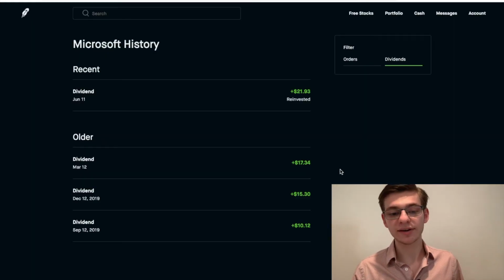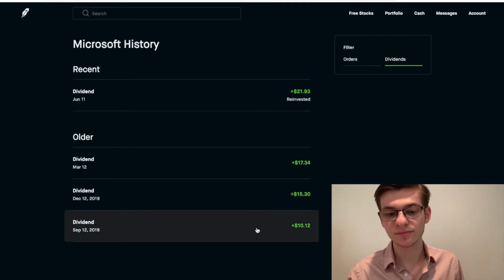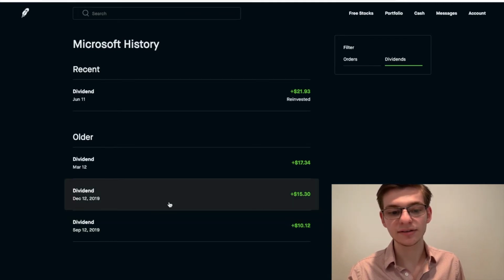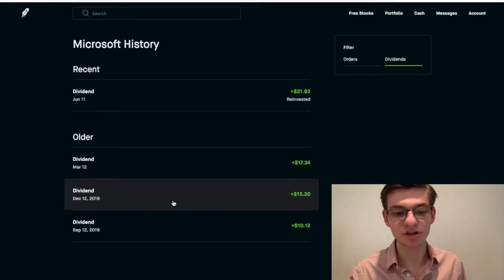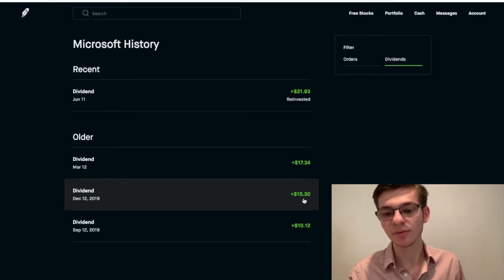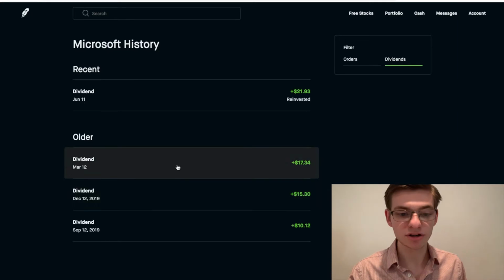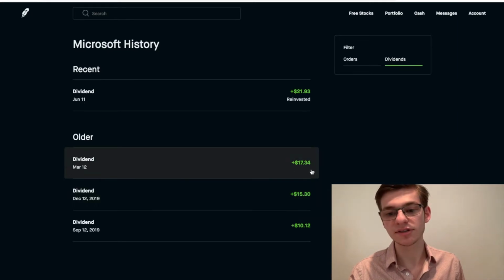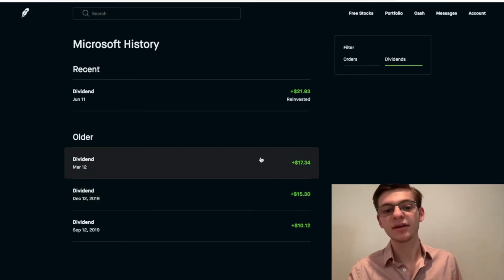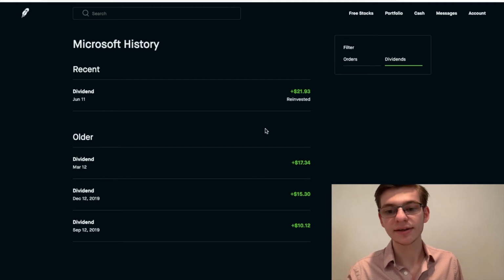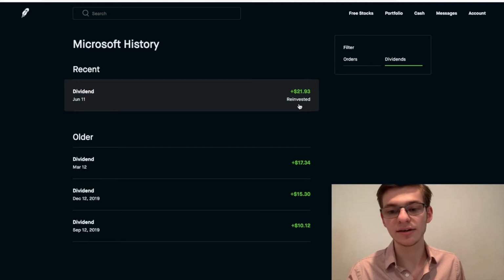So let's start with September. That was $10.12. And then exactly a few months later, on December 12th, 2019, it then went to $15.30. March 12th the next year it went to $17.34. Then now most recently, it jumped to $21.93.